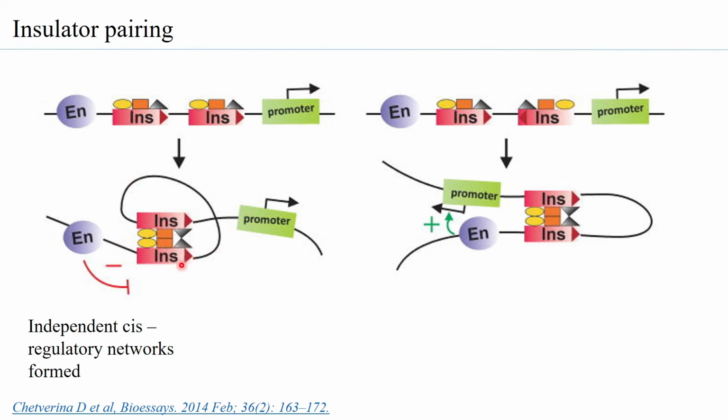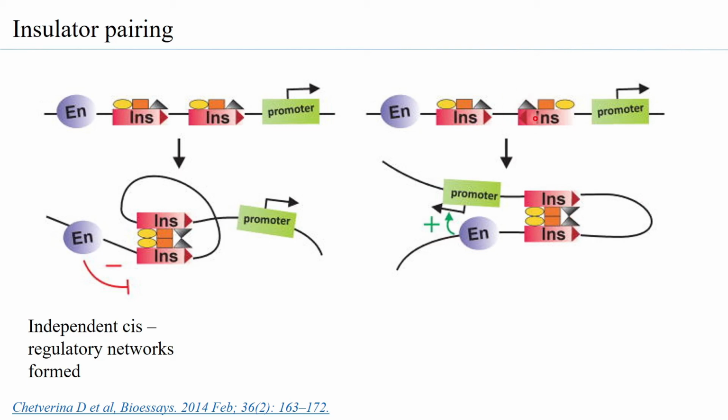But if due to the loop formation you have the enhancer distally present from the promoter and the insulator present between the enhancer and the promoter, then it will block the enhancer activity. But say, for example, you have the insulators here, you can see that the orientation of the insulators is different, and therefore the pairing of the insulators can be different from this. In such a scenario, the looping will be different.